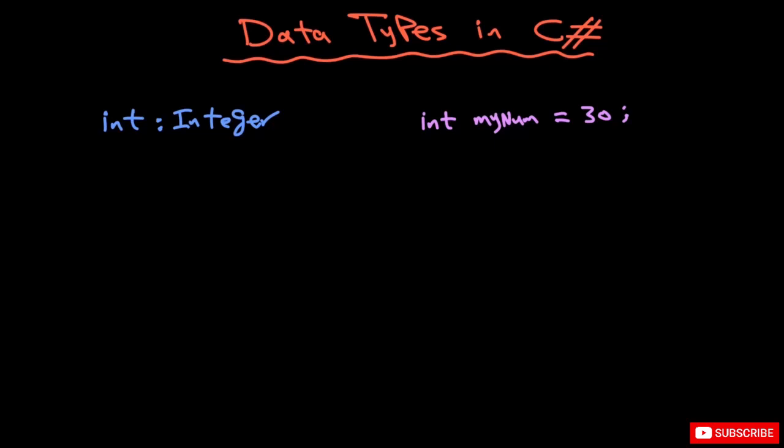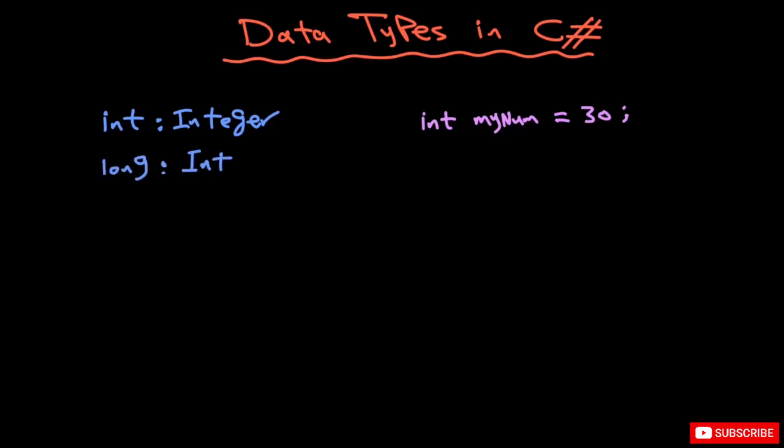1, 2, 3, 4 and so on. All these numbers are integer numbers. 0 is an integer number also, and also -1, -2, -3 and so on. All these negative numbers without decimal points are integer numbers also.